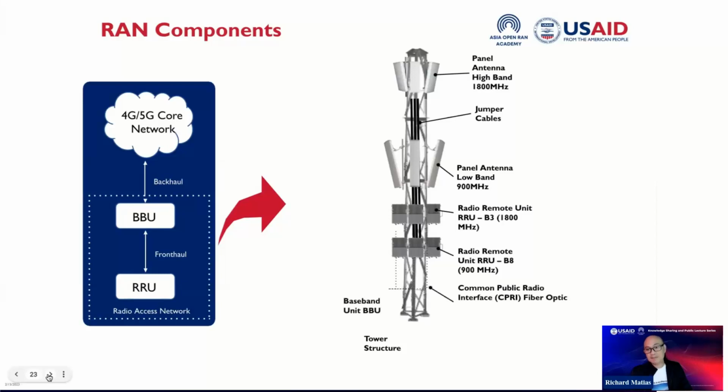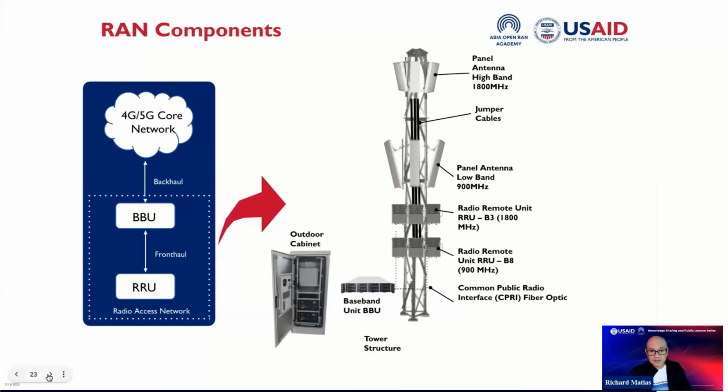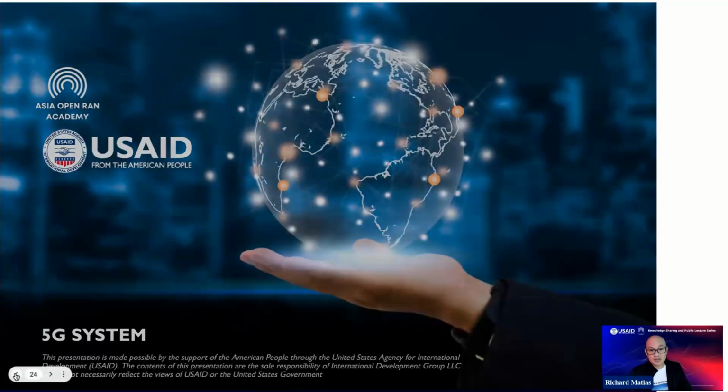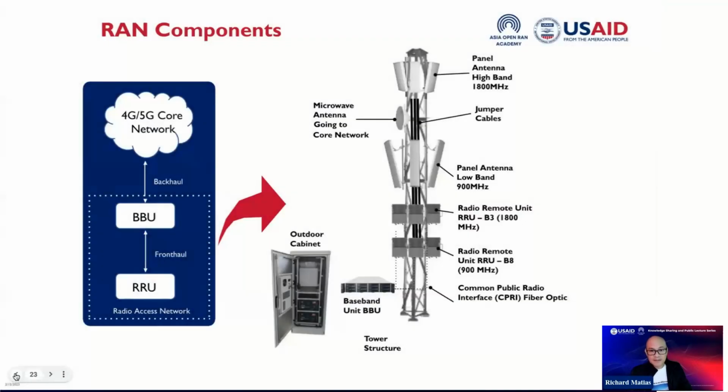So this is connected by a common public radio interface, or a CPRI, which is a fiber optic cable. And the baseband unit is enclosed in an outdoor cabinet, which is composed of the power supply and transmission unit. And there's a battery backup as well. So the microwave antenna is shown here in the example, just to show the connectivity to the core network. And then after this, we will go through the future of wireless connectivity, which is 5G.